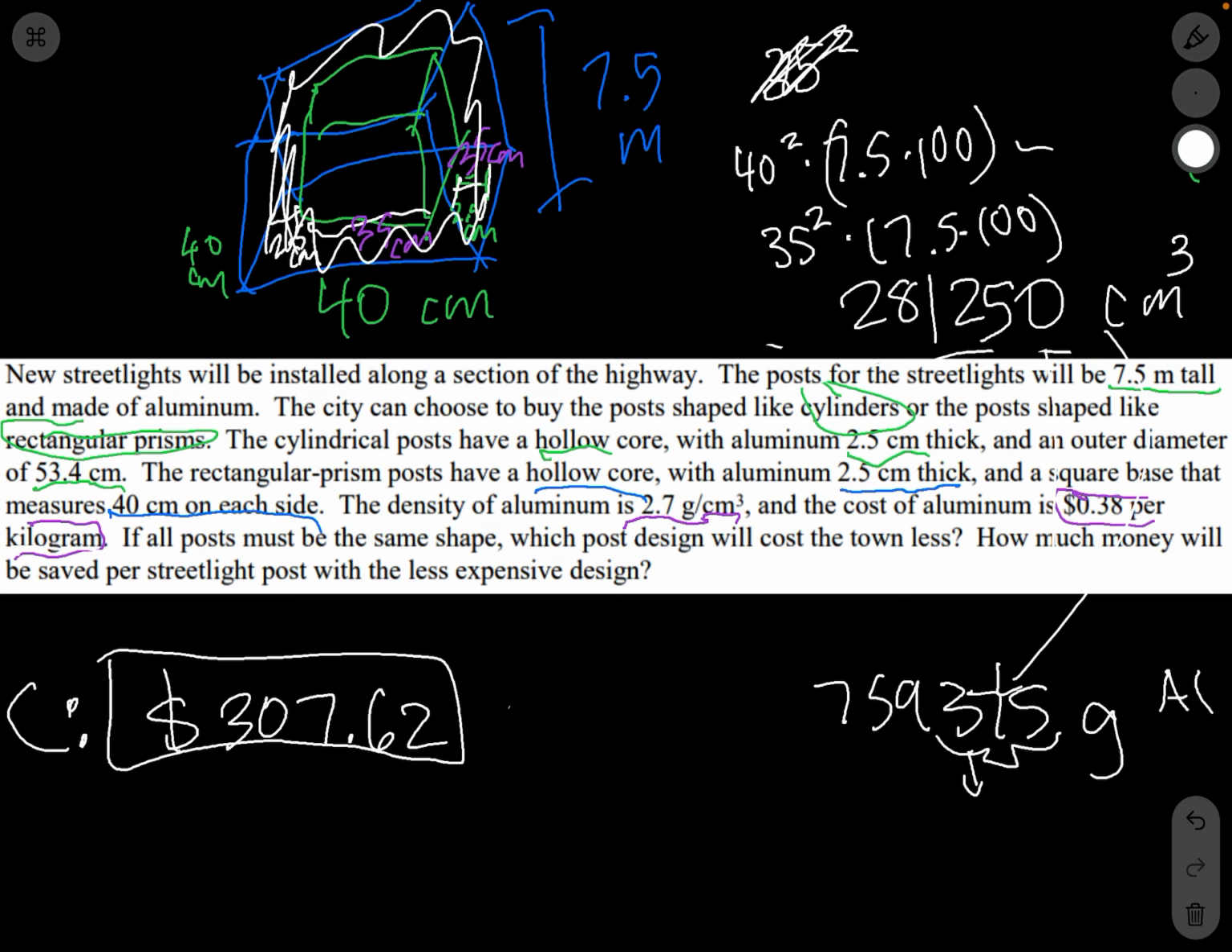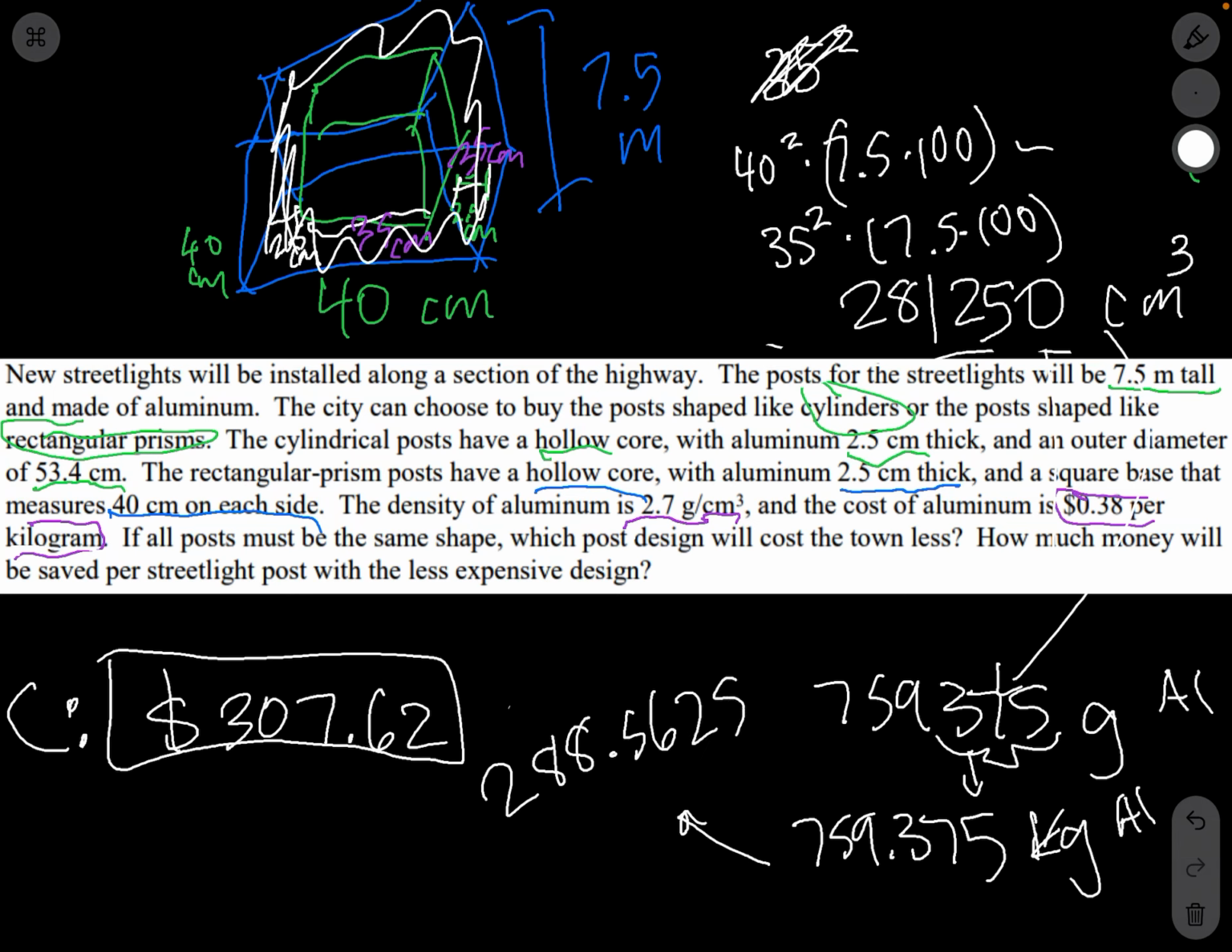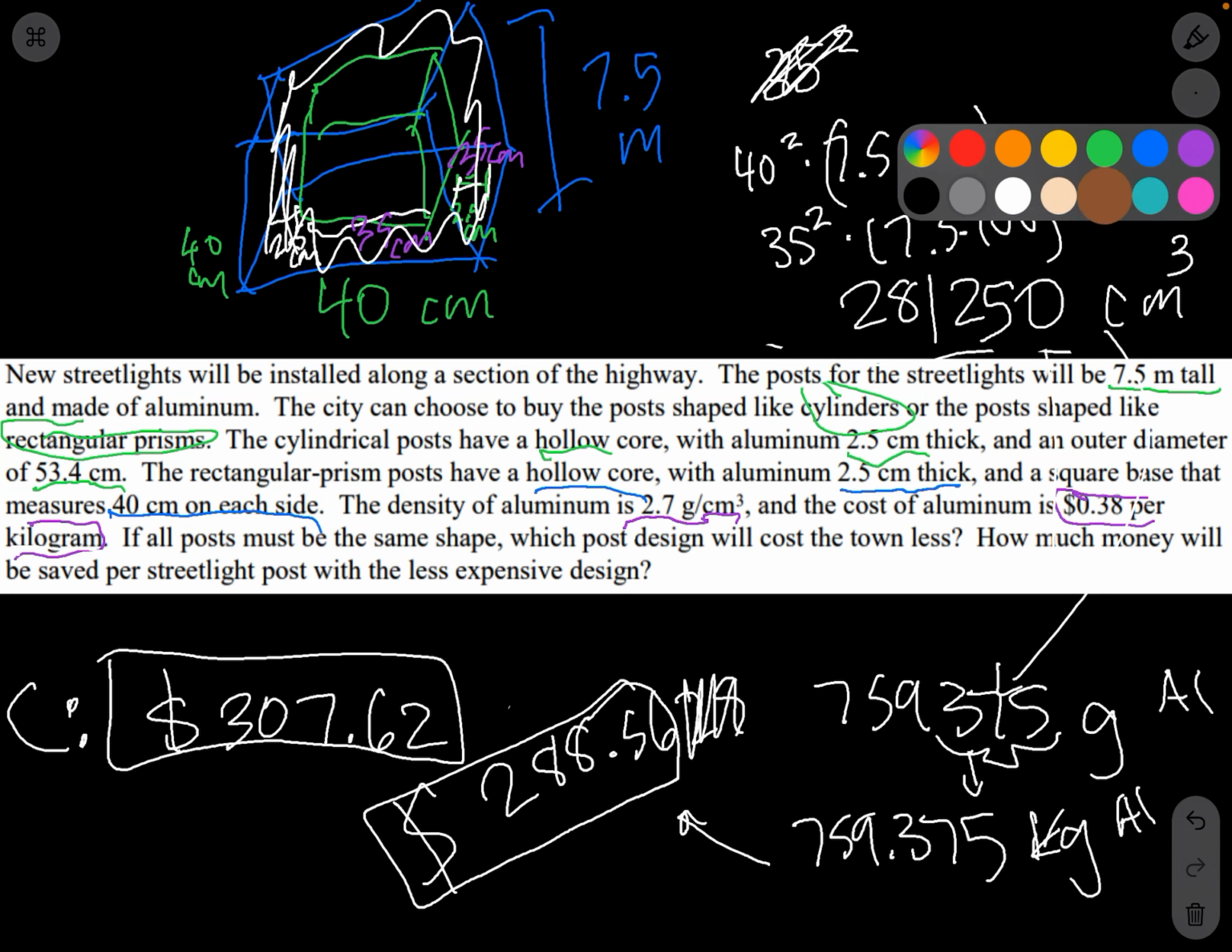So we move the decimal place three places left. You get 759.375 kilograms of aluminum, and it's 38 cents each, so you multiply by 0.38. You get $288.5625. Rounding it, you get approximately $288.56.